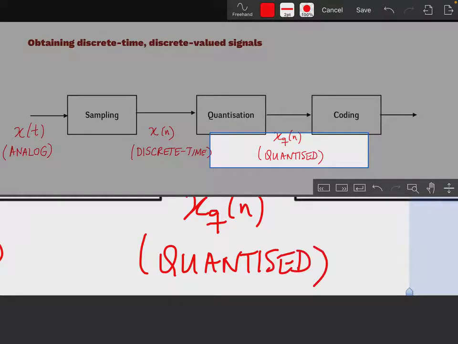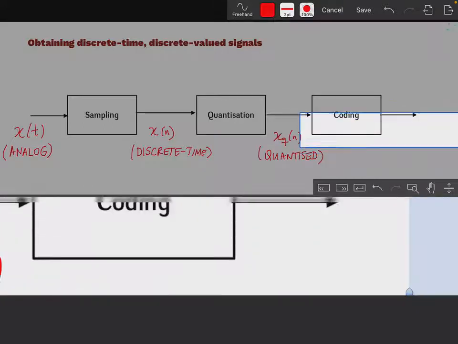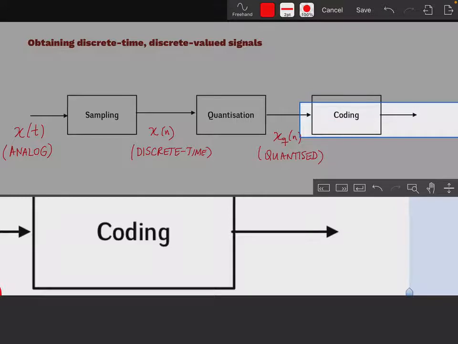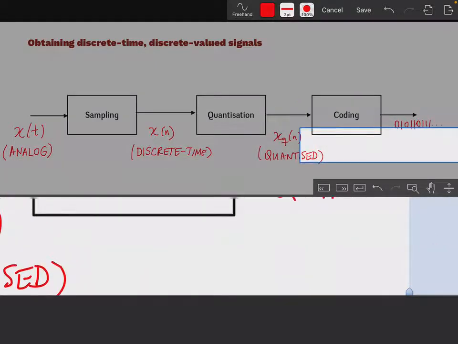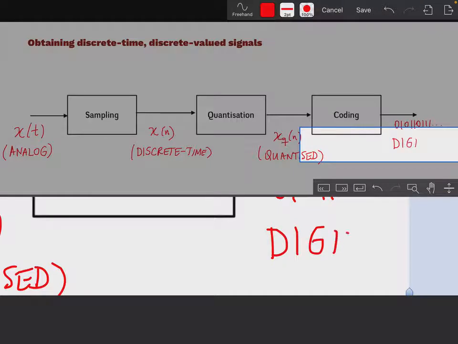But we're still not there yet, so we have to represent this signal, the sequence of numbers, in a way that is appropriate for the physical device that we're going to process it, that we're going to use it, etc. So after that we have the coding stage where we end up with basically bits. So 0, 1, 1, 0, etc. Okay, so bits. So then after coding we have a digital signal. And only after that we have a digital signal.